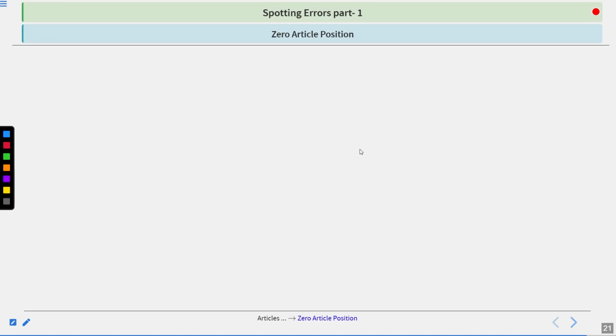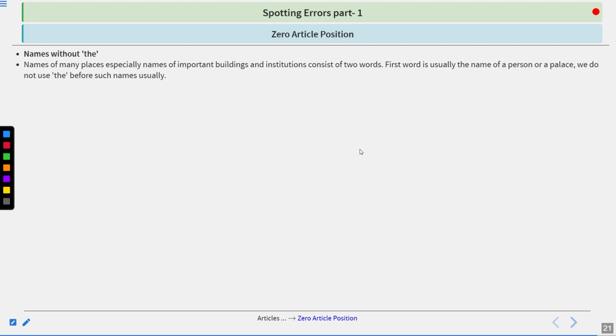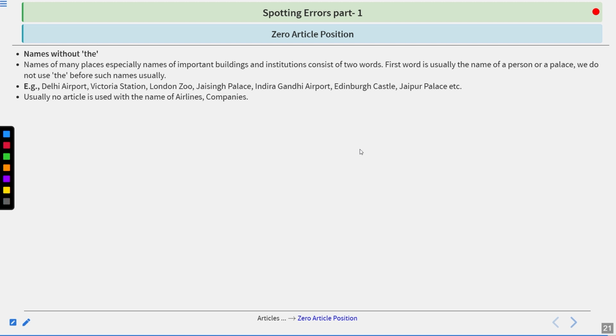Zero article position. Names without the. Names of many places, especially names of important buildings and institutions, consist of two words. The first word is usually the name of a person or a place. We do not usually use the before such names. Example: Delhi Airport, Victoria Station, London Zoo, Jai Singh Palace, Indira Gandhi Airport, Edinburgh Castle, Jaipur Palace, etc. Usually no article is used with the names of airline companies: British Airways, Sony, IBM, Kodak, Indian Airlines, etc.